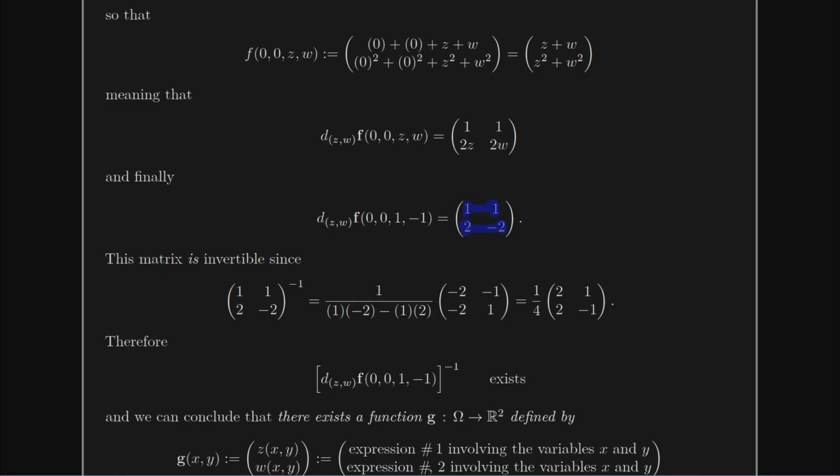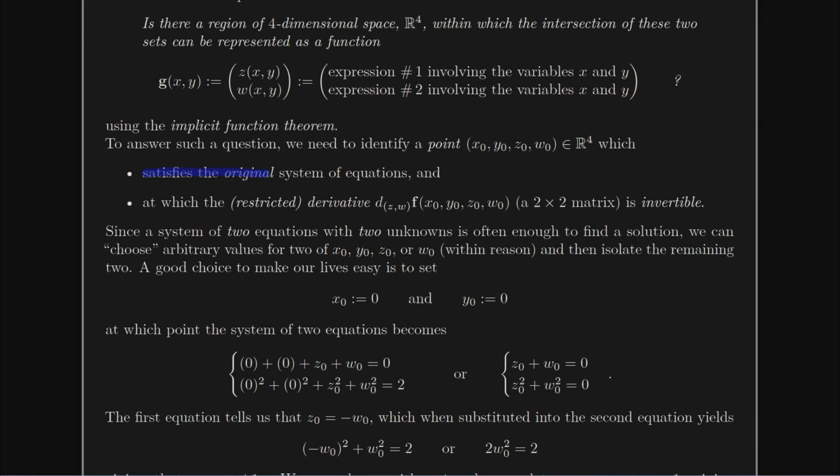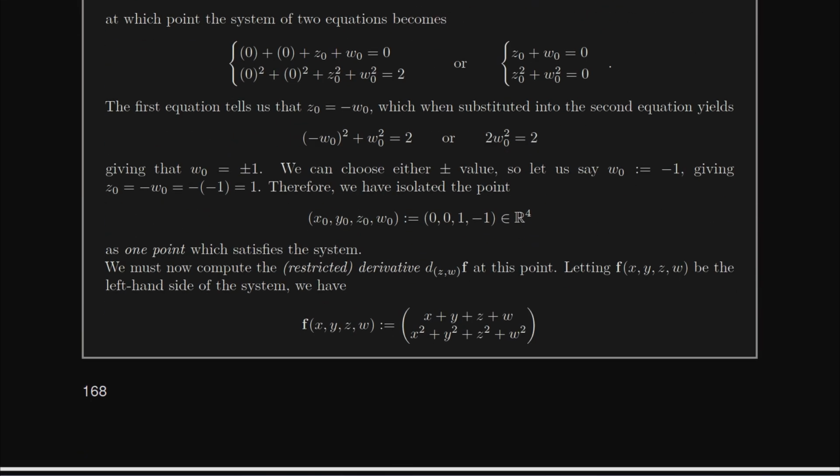Is that an invertible matrix? Yes, it is. We just go ahead and use our 2 by 2 inverse formula to verify that the inverse matrix does exist. So once we've done that, we have actually established the two things we need to say that yes, you can definitely solve for the variables z and w in terms of the variables x and y, at least within a region, right? There's a small enough region around this point in R4 that you can solve for z and w in terms of x and y.